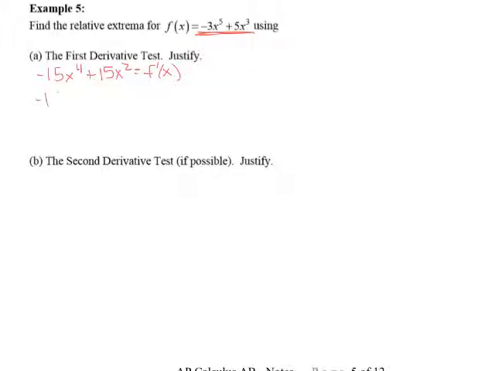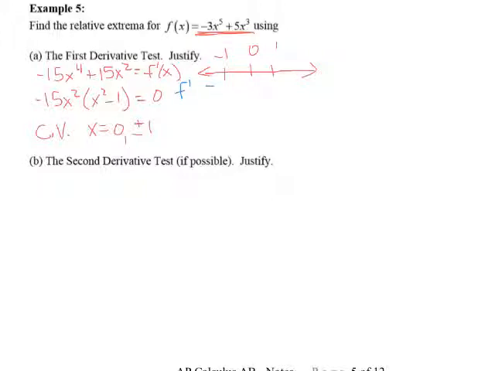If I factor out negative 15x squared, I'll get x squared minus 1. Setting that equal to 0, I see that there are critical values at x equals 0 and plus and minus 1. Now that we have the critical values, we can run the first derivative test. We create our number line and we test f prime in this. If we stick a number in there like negative 2, we get a negative answer. So it's decreasing there.